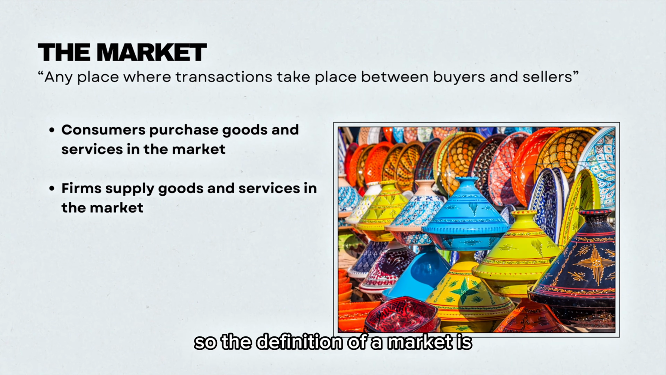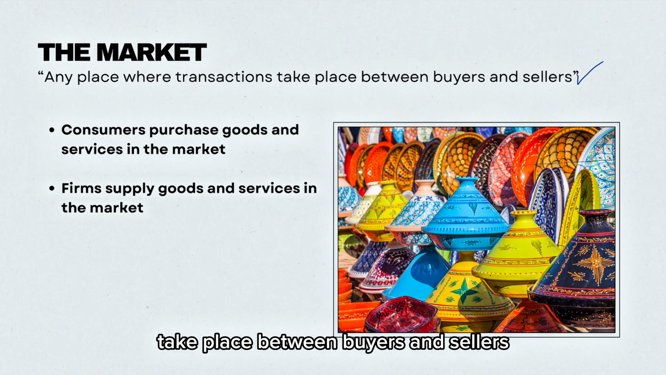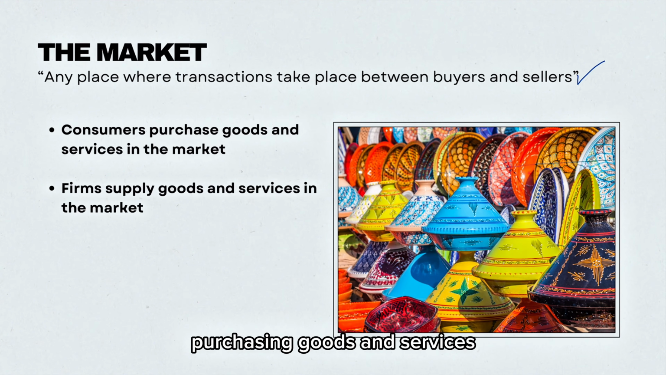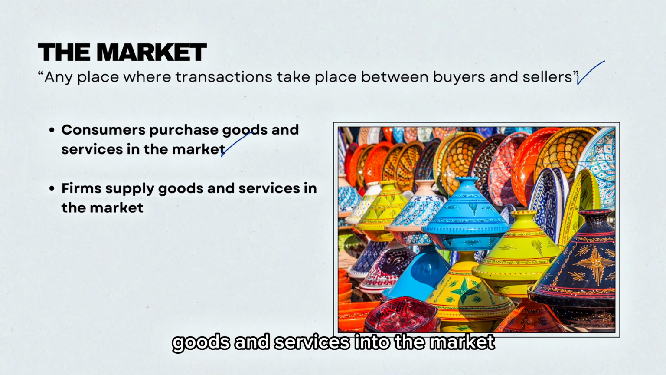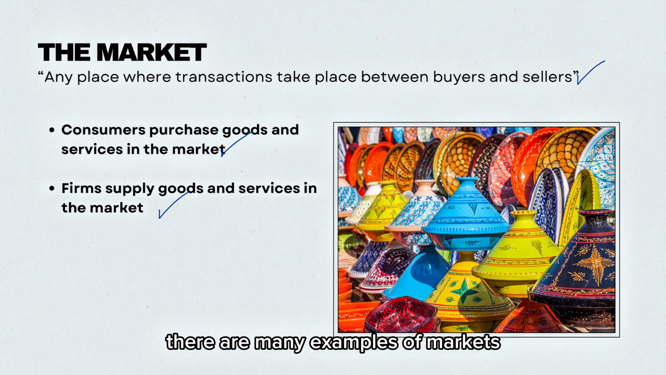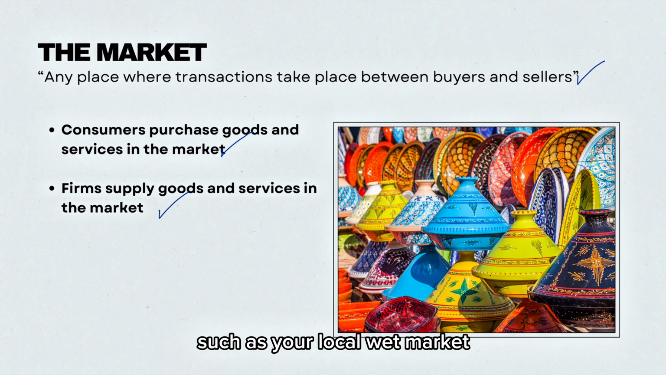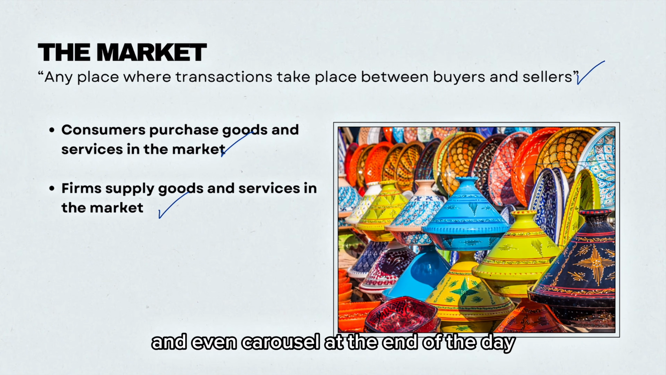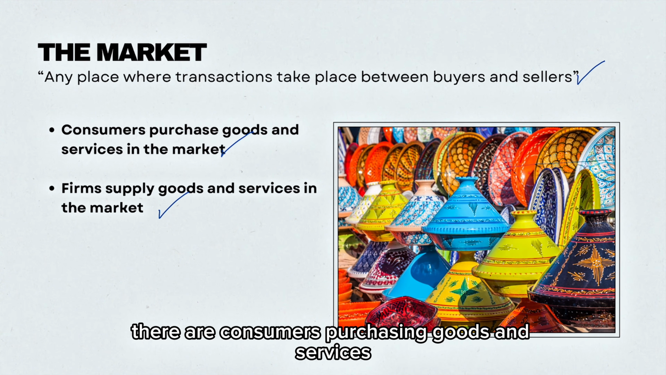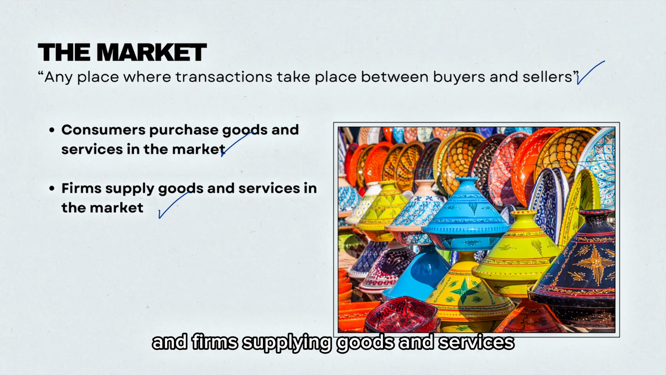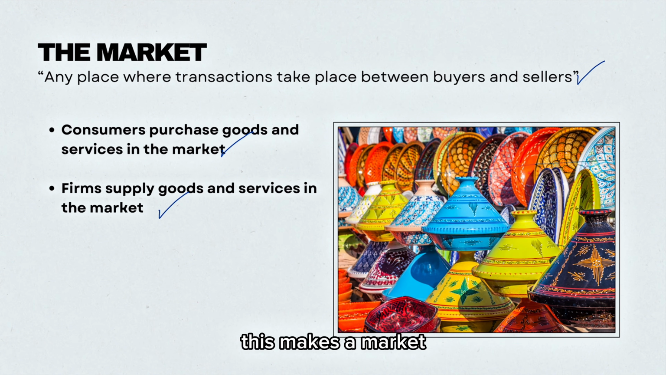So the definition of a market is any place where transactions take place between buyers and sellers. The market consists of consumers purchasing goods and services, and firms that are willing to supply goods and services into the market. There are many examples of markets, such as your local wet market, Amazon, eBay, and even Carousel. At the end of the day, there are consumers purchasing goods and services, and firms supplying goods and services. This makes a market.